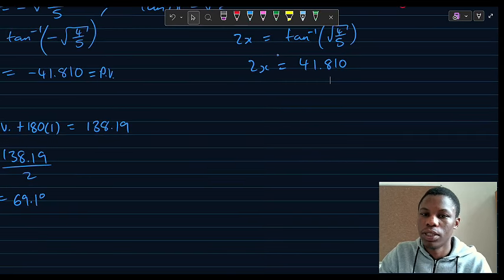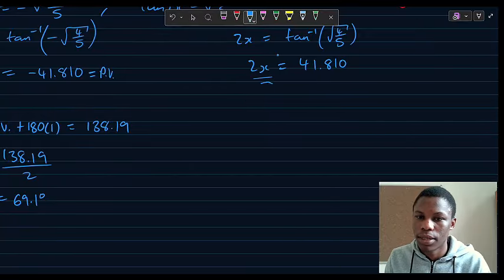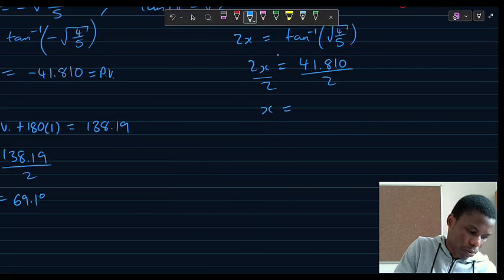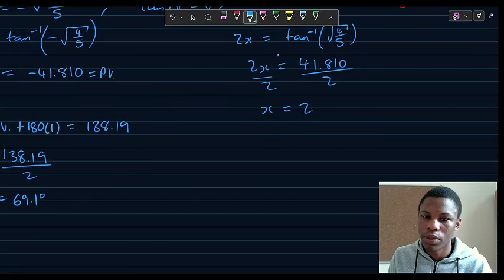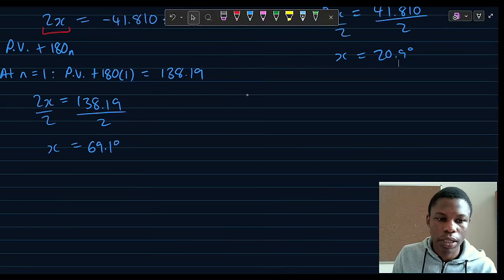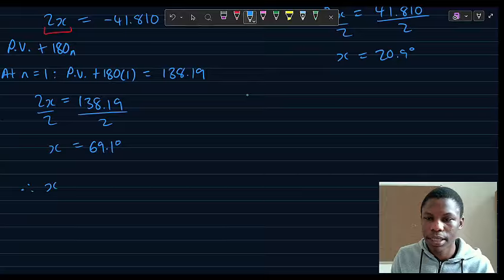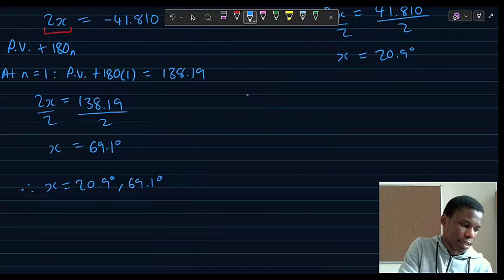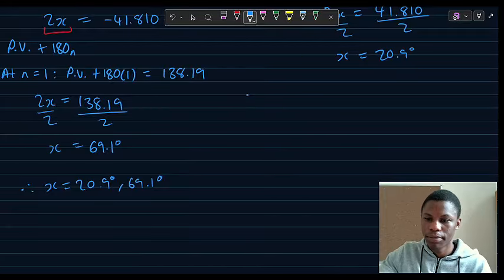So the only solution we're going to get here is the one from the principal value itself, which is, if you divide the principal value by 2, you're going to get 20.9 degrees. And so we can conclude that the only two solutions that we have within our interval are 20.9 degrees and 69.1 degrees. And that is our final answer.